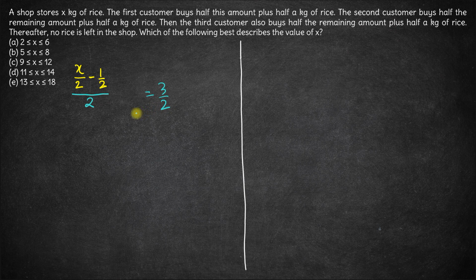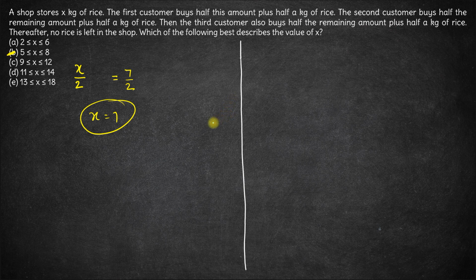Okay? So now what we have is this whole thing by 2 is 3 by 2. That means this whole thing is equal to 3. Fine. So now we have X by 2 minus half is equal to 3. So minus half goes that side. 3 plus half is 7 by 2. So X by 2 becomes 7 by 2. X here comes out to be 7. So the value of X is 7. So the best possible answer here is option B. X is between 5 and 8. Right? This is one way of solving this question.